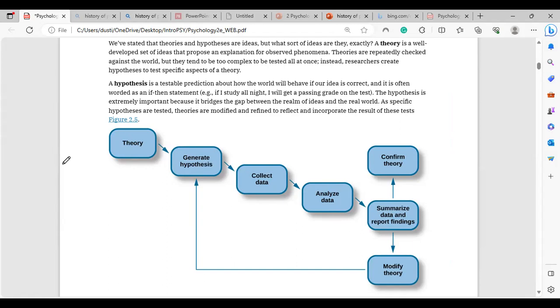So we know that as things are actually tested, put to the test, theories are modified and redefined to reflect and incorporate the results of these tests. So again, you can confirm it, you can modify it. When we look at what psychology is and what it tries to do, we have these ideas, you hear these things. Can we test it? Is there enough data? Do we get to a point where we take the information right here and have enough data?